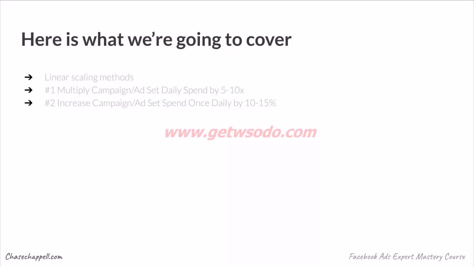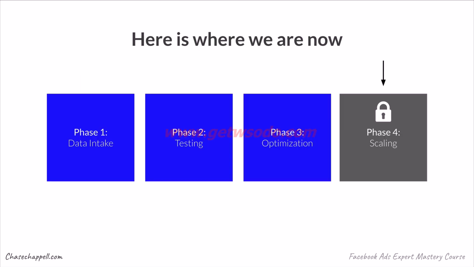And here's what we're going to be covering today. We're going to be covering the linear scaling methods. And the first method is multiplying your campaign level or your ad set level daily spend by 5 to 10 times. And then the second one is increasing your campaign or ad spend daily budget once daily by 10 to 15%.